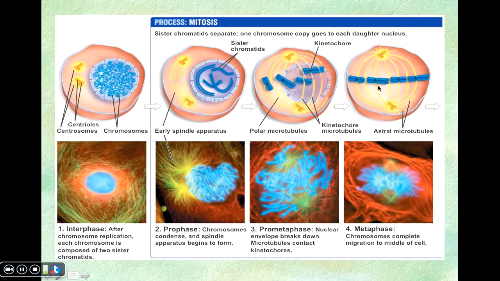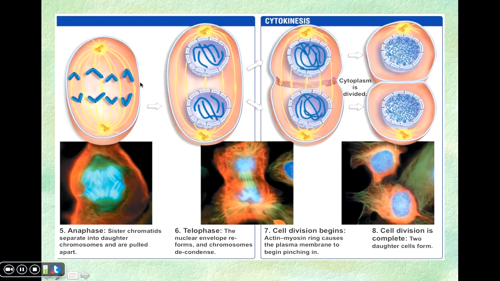Once all the chromatids have microtubules attached to them, the chromatids separate and are pulled toward opposite ends of the cell. So after metaphase, we then have anaphase, shown here on the far left. Again, chromatids separate and are pulled toward opposite ends of the cell.